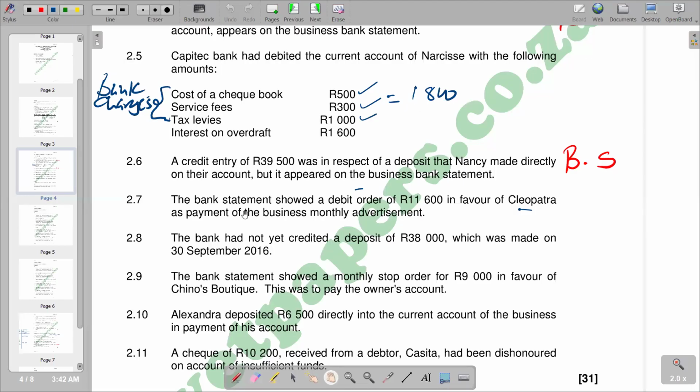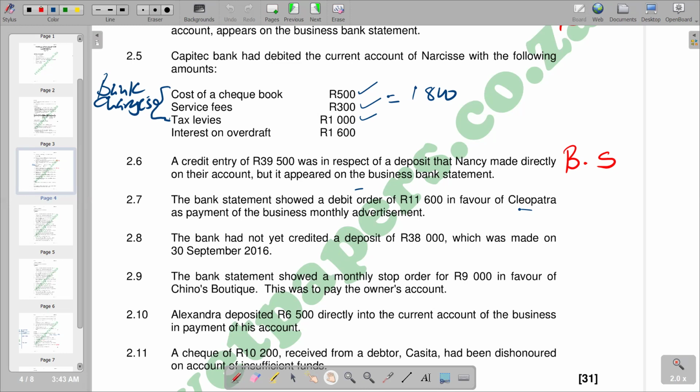So moving on, you'd see that from there we go to 2.8, which means that the bank had not yet credited a deposit of 38,000 rands, which was made on 3rd September 2016. So basically, you see that 3rd September is the last day of the month. So obviously, this deposit was not yet captured by the bank, but in the cash book, it's already appearing.